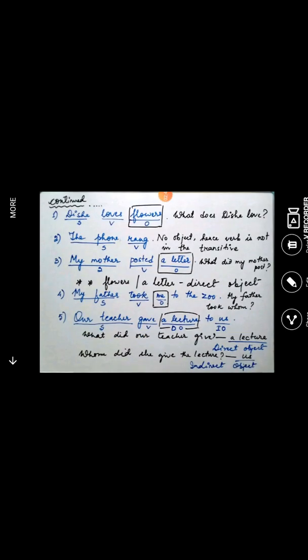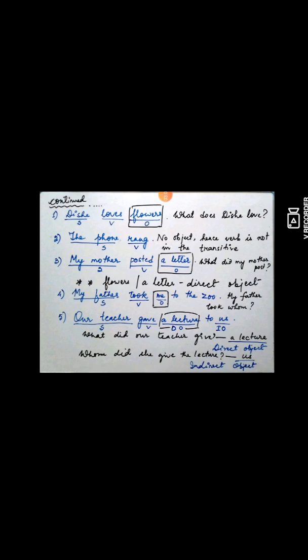Disha loves flowers. What does Disha love? Disha is the subject, loves is the verb. What does Disha love? She loves flowers. So flowers is the object. And when we ask a question to the verb love, we get the answer flowers. Therefore, loves is the transitive verb.